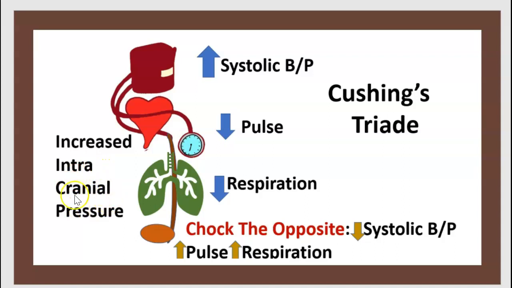Increased intracranial pressure, Cushing triad. 3 symptoms: increase in systolic blood pressure, decrease of pulse, and decrease of respiration. Cushing triad is the opposite of shock: decreased systolic blood pressure, increased pulse, increased respiration.